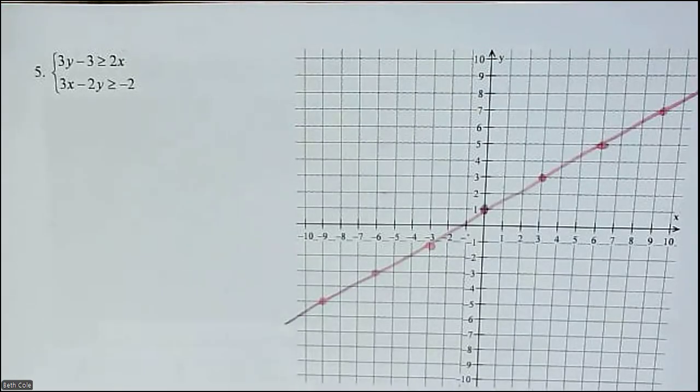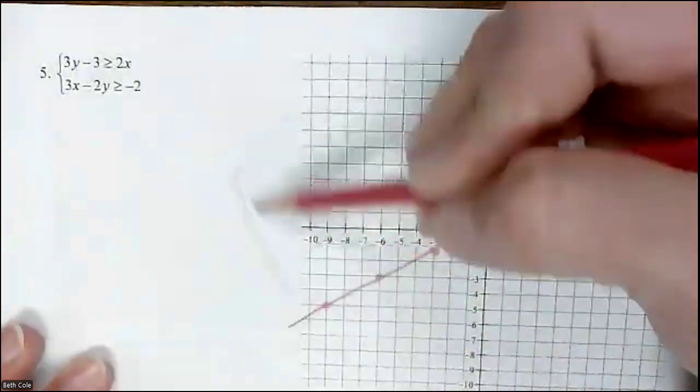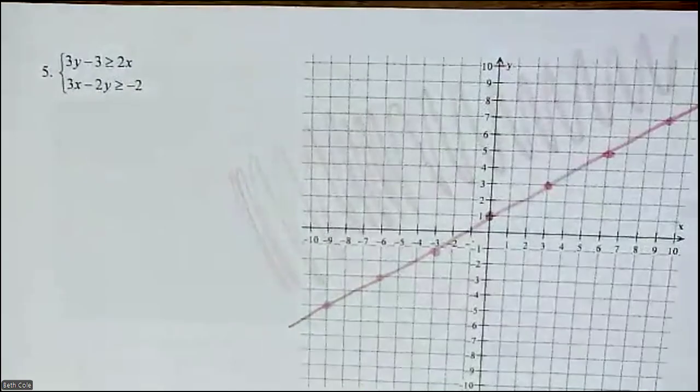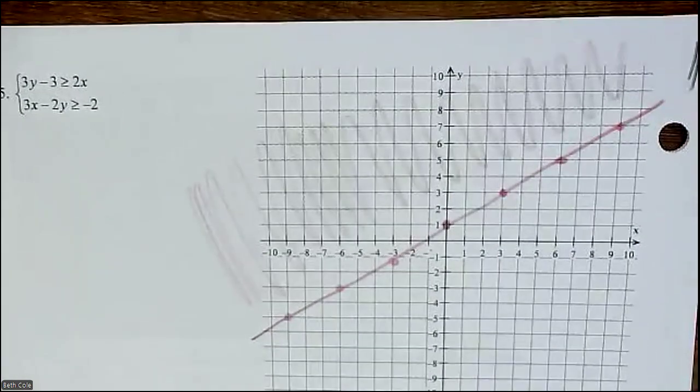And I'll go back. I think it was above, but let me just double check. There's no point in guessing if the calculator will do it for you. So yeah, we're going to shade above. So like this. And then swap colors with somebody in your group. And I'll type in the other one.